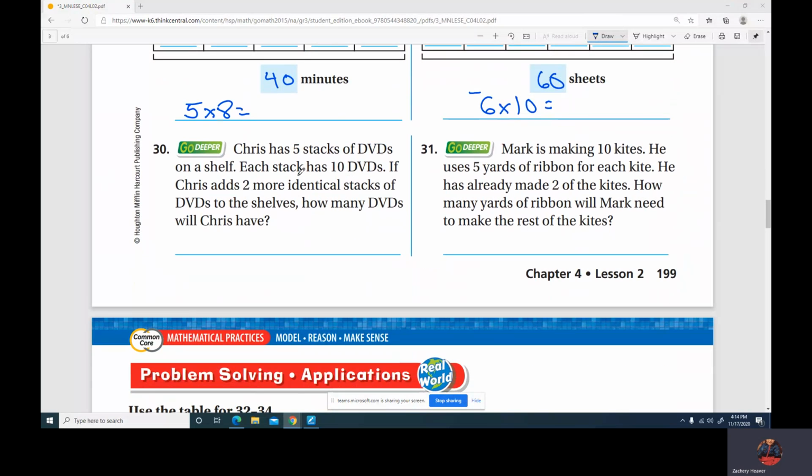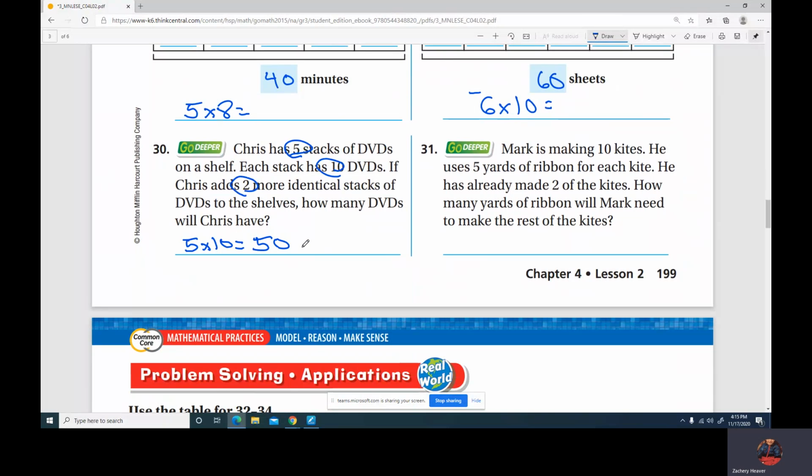30 and 31. They're go deeper questions, so we know they're going to be a little tough. Chris has 5 stacks of DVDs on a shelf. Each stack has 10 DVDs. If he adds 2 more identical stacks of DVDs on a shelf, how many DVDs will Chris have? So initially, he has 5 stacks with 10 in it. And I know I can figure that out right now. 5 times 10, that's 50.